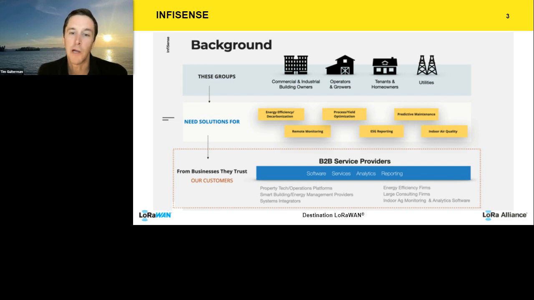What I have experienced firsthand is that this group of stakeholders urgently needs solutions to complex real-world challenges. The way this works in practice is that they turn to a wide variety of trusted business-to-business, or B2B, service providers to address these problems. This group is wide. It includes everything from software platforms that serve billions of square feet of commercial real estate, all the way to middle market engineering firms that help facility managers and operators save energy and optimize processes. This is where I've spent my career, working for these B2B service providers. So I know their workflows and their struggles and what makes them successful. These are InfiSense's customers. They're the heroes the world needs now.